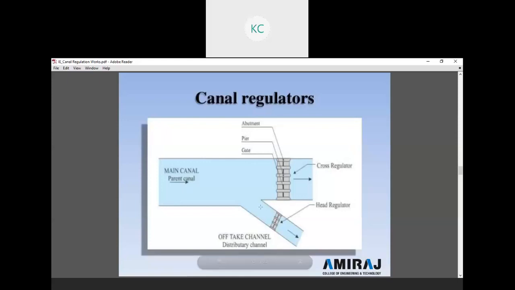So this is the main canal and this is the off-taking canal. The water is transmitted from the main canal or parent canal to the distributary channel or off-take channel. So the cross regulator is nothing but a means to control the water in the parent canal as well as the off-take canal. And the function of the head regulator is to control the water level in the off-taking canal or the branch canal, as well as to prevent silt entry into the canal from the reservoir as well as from the main canal.